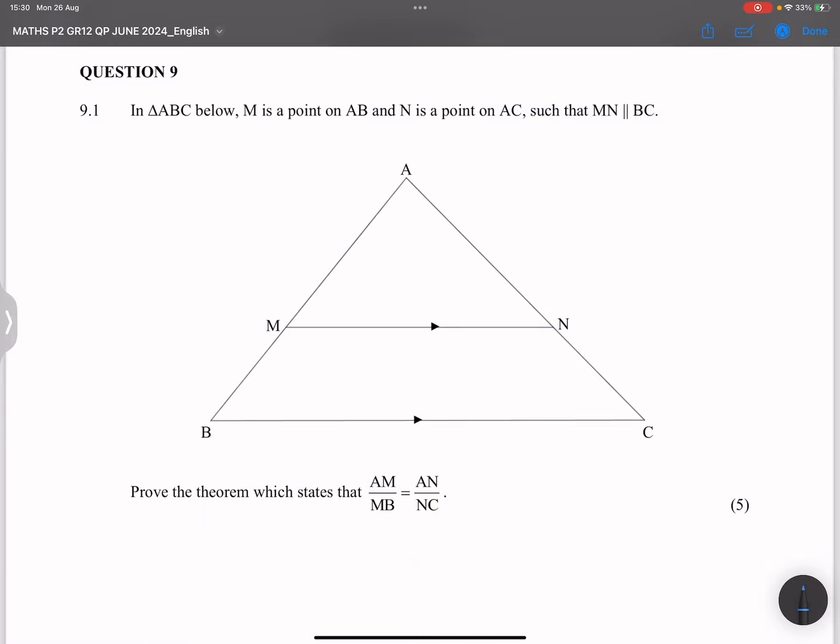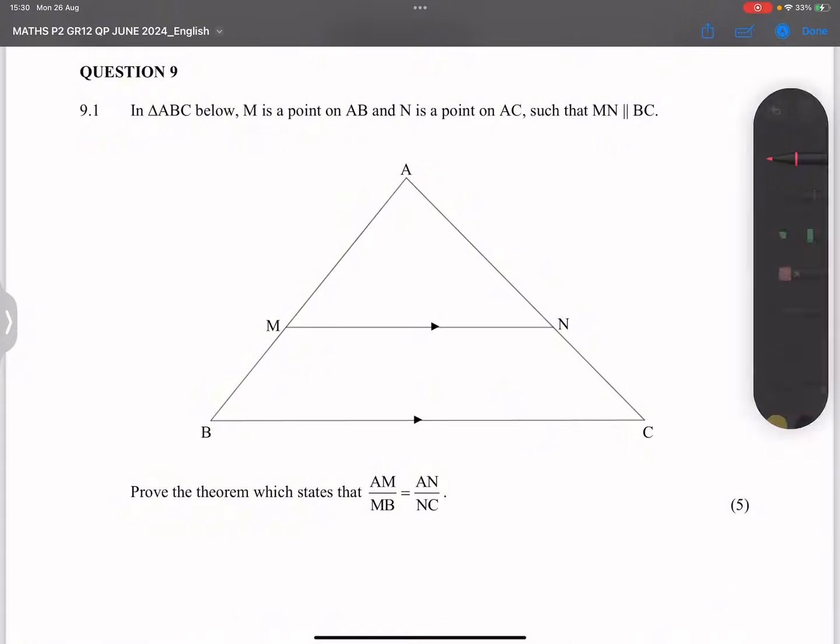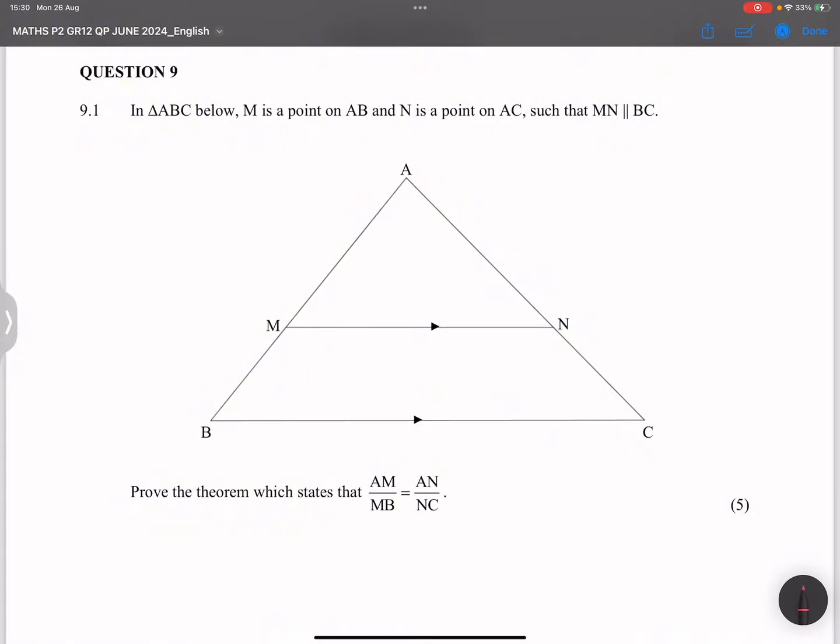Now, ladies and gents, the first thing that you're going to do whenever you are proving this theorem is that you're going to draw perpendicular lines, right? So I'm going to have a perpendicular line there. Let's call this line H.